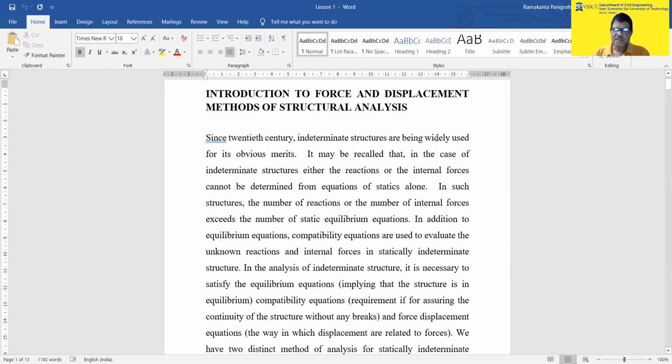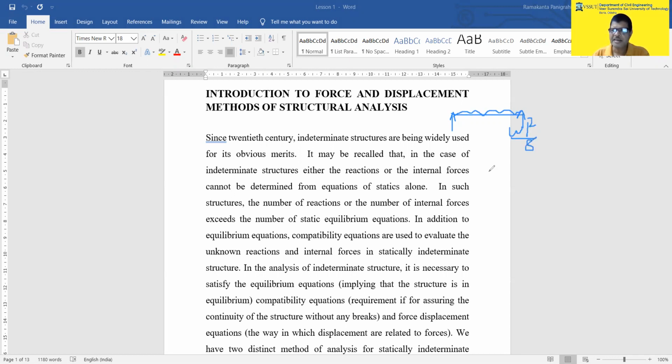Now, these indeterminate structures are being widely used for their obvious merit. There are some merits, moment resisting, and there are other things. Bending moment will be less, so you require smaller sections. If you compare a simply supported beam and a fixed beam, the moment will be less. Suppose you take a simply supported beam with UDL. What is the maximum bending moment? The bending moment is equal to WL square by 8, right? So the bending moment is equal to WL square by 8.